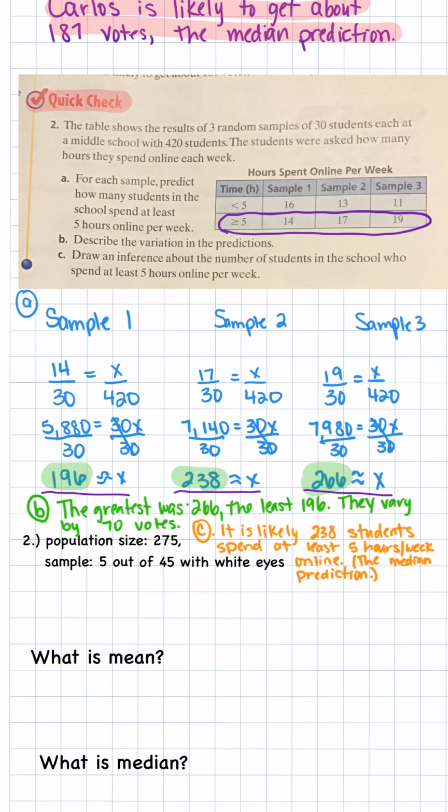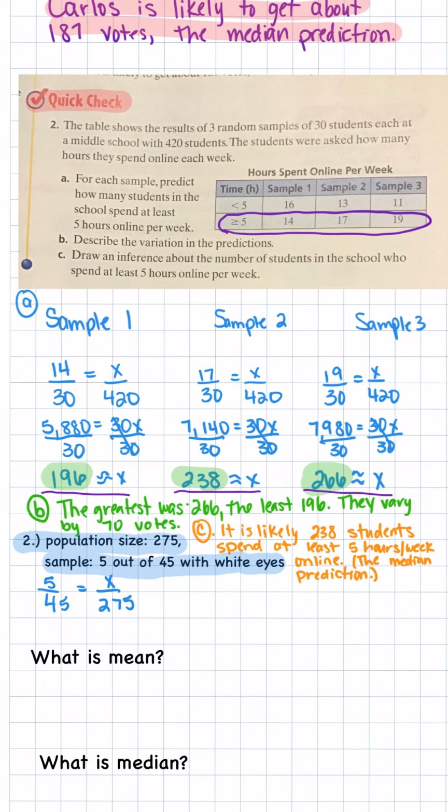So now we're going to look at number 2 because it's similar to what you'll be doing for number 3. So this says a population size is 275. Sample 5 out of 45 have white eyes. So set up your same equation we've been doing. So 5 out of 45 equals what? X out of 275. Okay, so we just cross multiply.